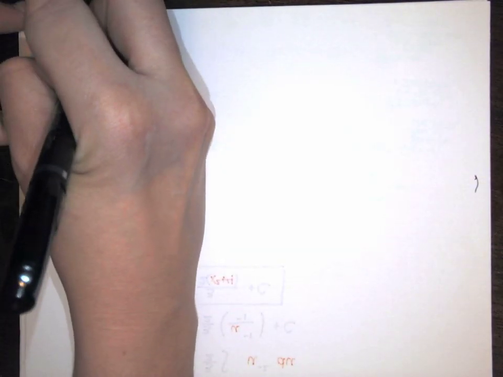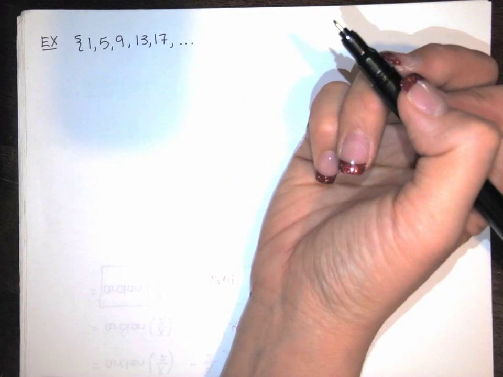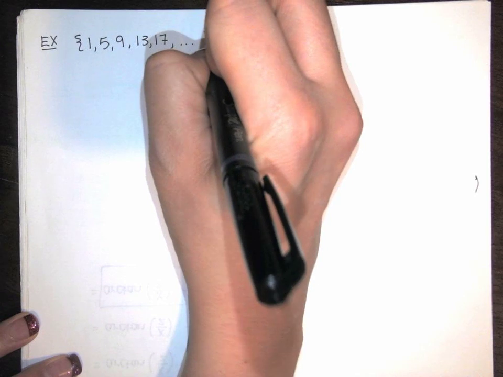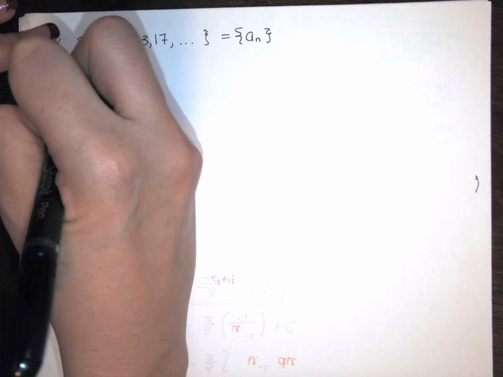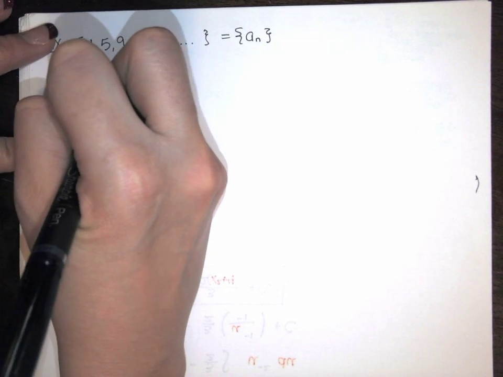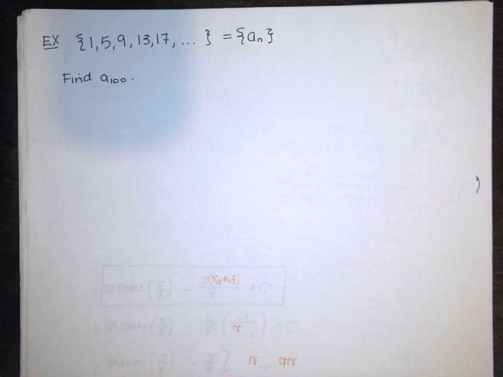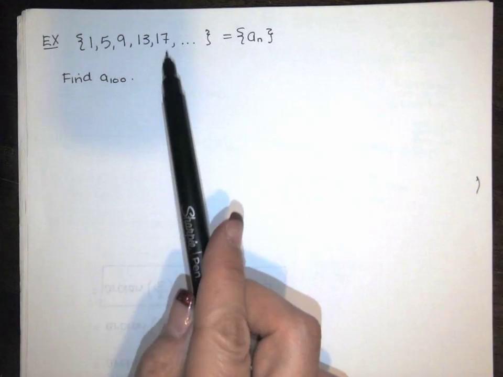Okay, so that's the plan. All right, so let's say we've got a sequence, a list of numbers that looks like this. Let's see, we've got 1, 5, 9, 13, 17. And maybe this is the sequence and it's called a sub n. And someone asks you to find a sub 100. Now we could find a sub 100. I'm going to be here a while.